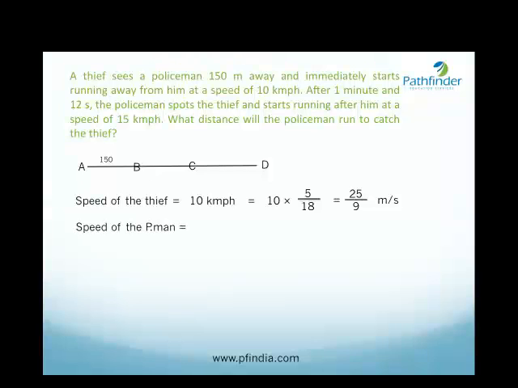Similarly, the speed of the policeman, which is 12 km per hour, when converted into meters per second, yields 12 into 5 by 18, which is equal to 30 by 9 meters per second.